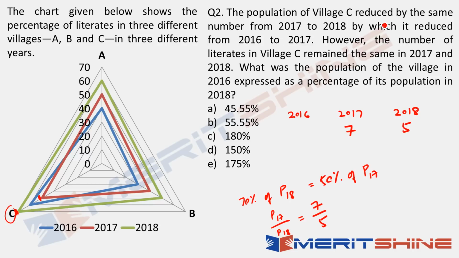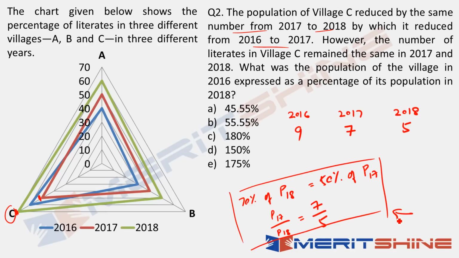Now we'll use this data. Reduced by the same number from 17 to 18, by which it reduced from 16 to 17. It's ratios, but hardly makes a difference. So can we directly say that this would be 9? So if the population was 9 units in 16, 7 units in 17, and 5 units in 18, we've got this just by using this. Now I'll strongly discourage you from writing all this. No, that's just for explanation.